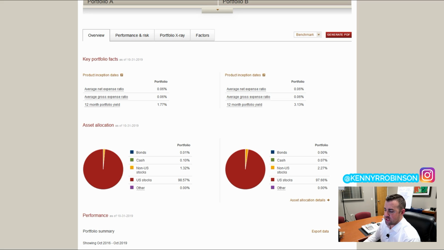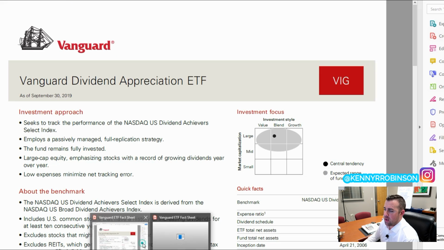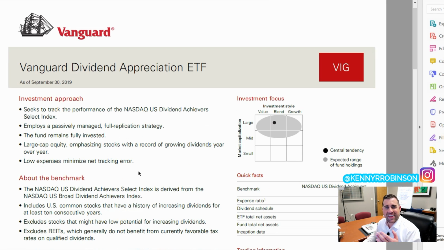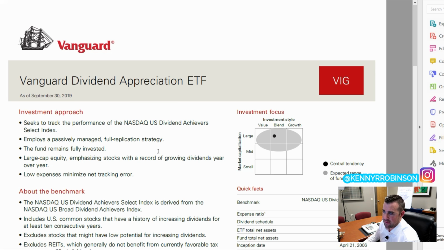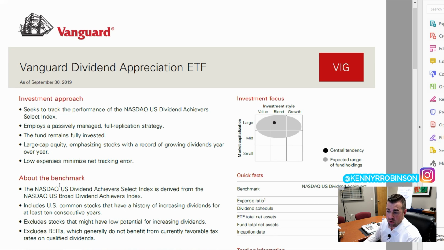Well, let's hop over to the fact sheet. I think it's really important that all investors take a look at the actual fact sheet of the ETF. So this is VIG, the Vanguard Dividend Appreciation. And so let's see the investment approach and the benchmark. So this seeks to track the performance of the NASDAQ US Dividend Achiever Select Index. Well, what does that mean? So it's a large cap equity emphasizing stocks with a record of growing their dividends year over year.